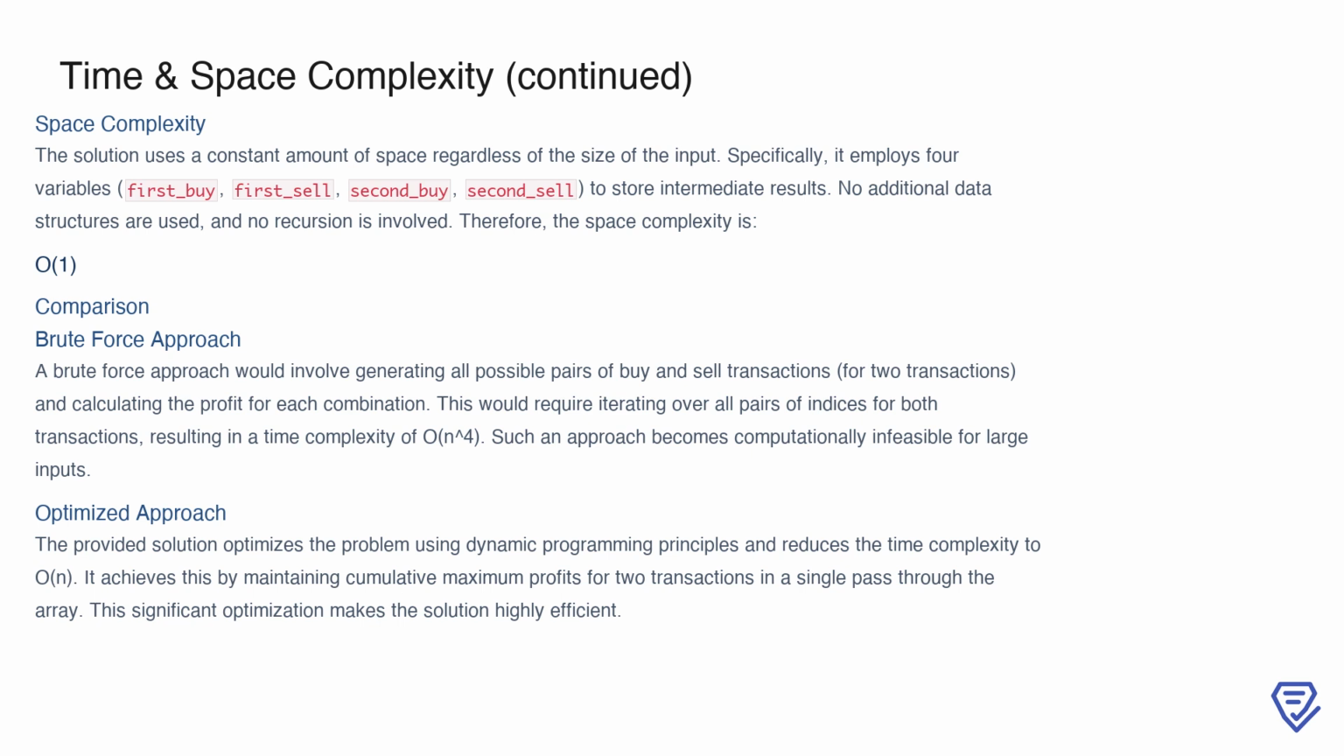A brute force solution would involve generating all possible pairs of buy and sell transactions for 2 transactions, iterating over all combinations of indices. This would result in a staggering time complexity of O(n^4), which quickly becomes impractical for larger inputs. In contrast, the optimized approach reduces the time complexity to O(n) by using dynamic programming principles. Here, the algorithm tracks cumulative maximum profits for 2 transactions in just a single pass, making it highly efficient.